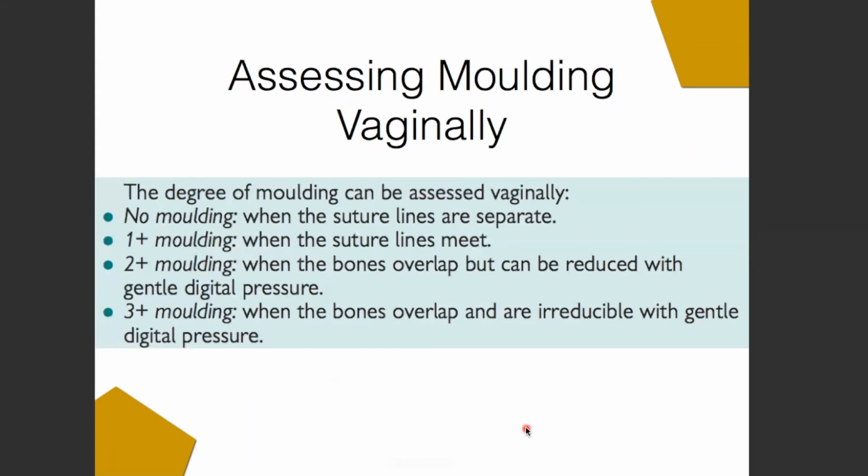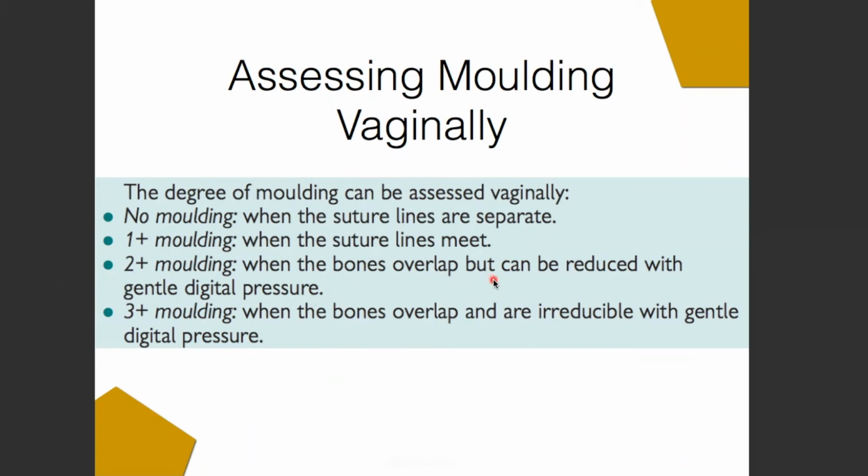So how do we assess molding? We assess it vaginally, so it would be by PV examination. If there's no molding, you'll feel the suture lines separate. If there's molding, you'll feel that the suture lines are meeting. So if you were to move your hand on the suture, you'll feel that the lines are touching each other.